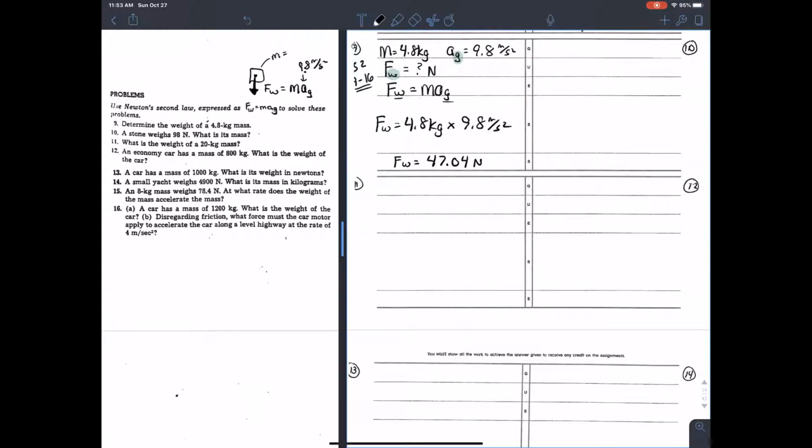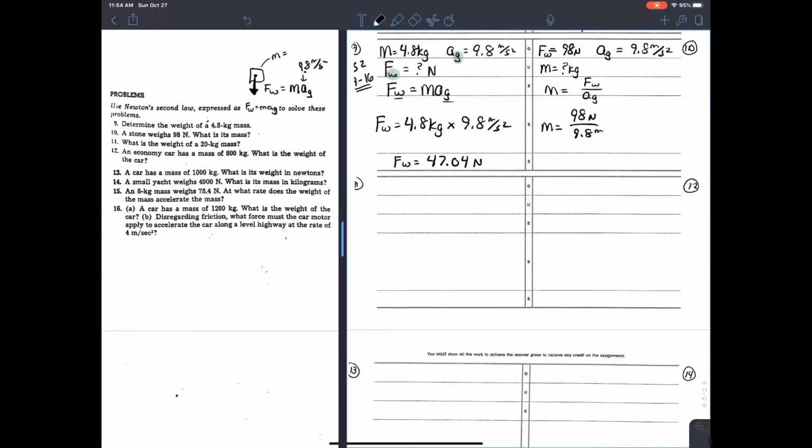We have a stone, so we have F_w equals 98 newtons. It says, what is the mass of this object? Again, gravity on the Earth is something that you will have to memorize or write down in your formula sheet. We're trying to figure out the mass, so I take the weight of this object divided by the gravitational pull, and we'll come up with whatever this would be.